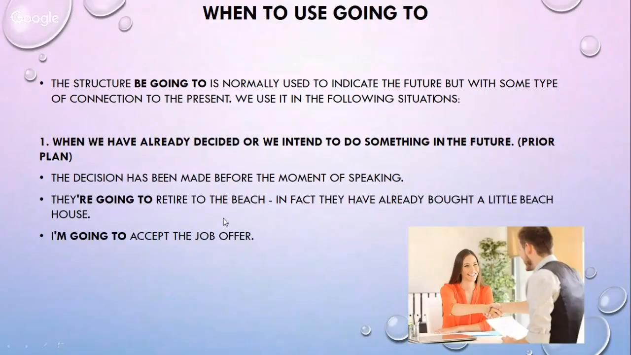Now, the first situation is when we have already decided, when we intend to do something in the future. So when you already decide something, you are going to use be going to, right? For example, I'm going to accept the job. I'm going to the movies. I'm going to do my homework. It's a decision that I already made and intended to do. And that is when we use going to.